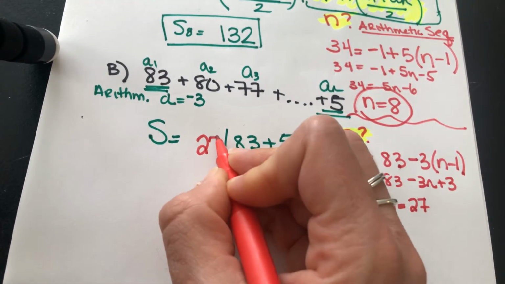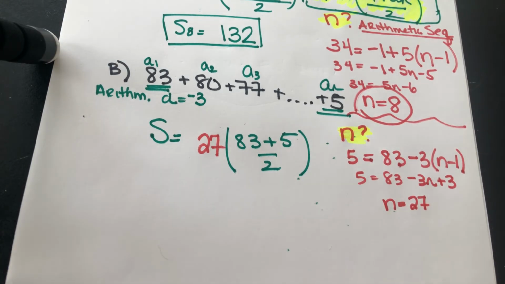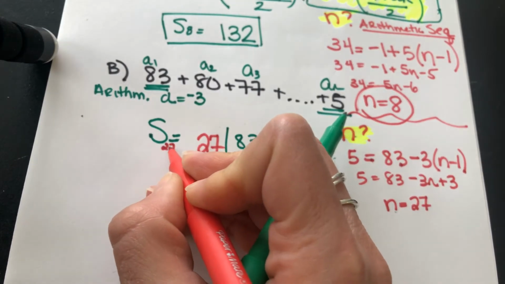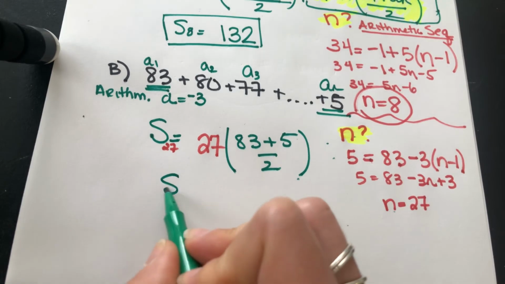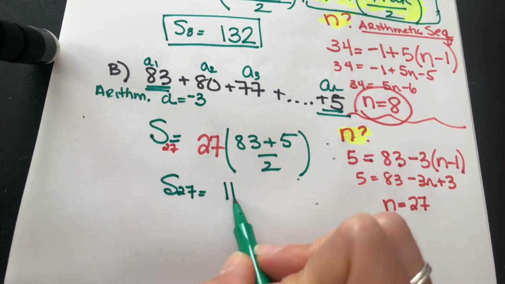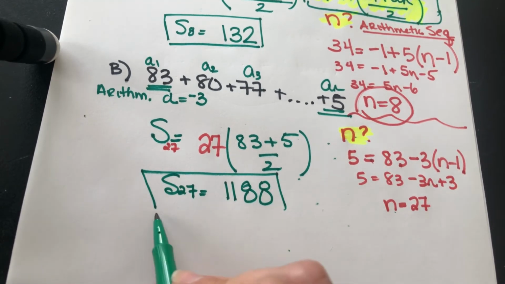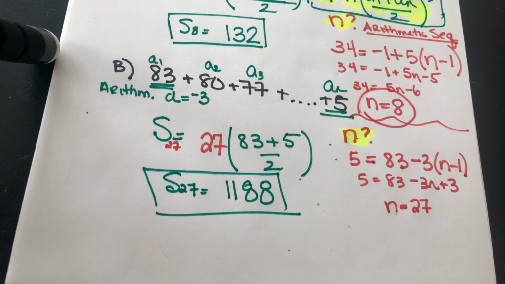Yay. So when you guys put it all in, I guess I can do this too. That's 27. When you guys put it in the calculator for 27 terms, if you add them up, you will get 1188. So please make sure you guys understand that type of problem.